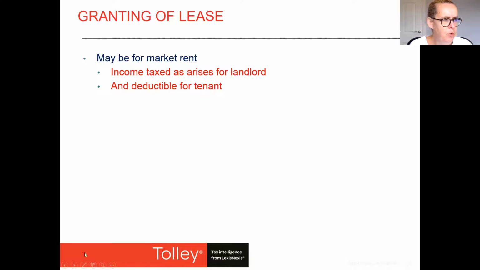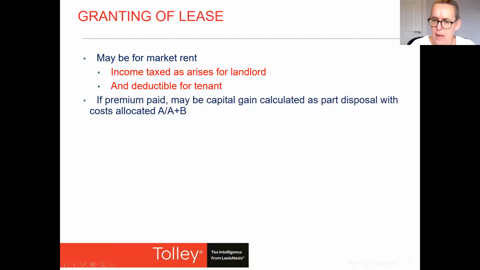So that's fairly straightforward. If a premium is paid, then you have to consider the capital gains tax issues.